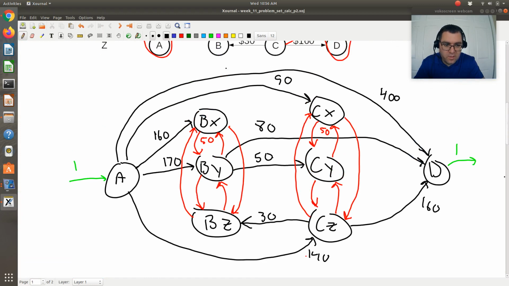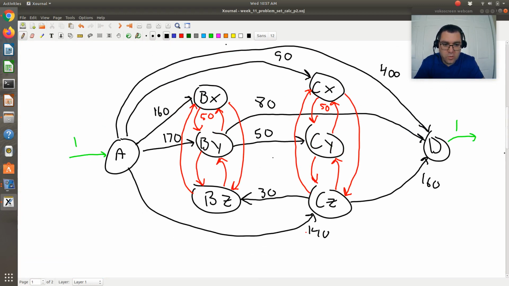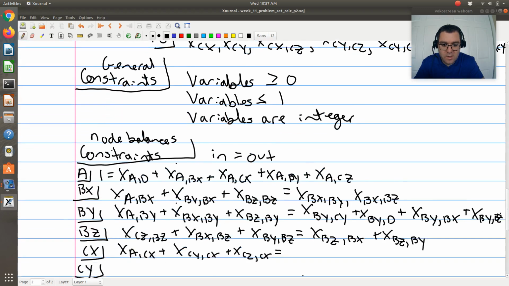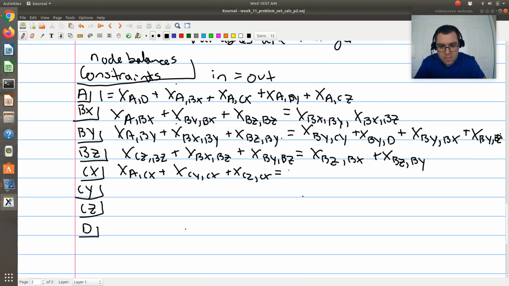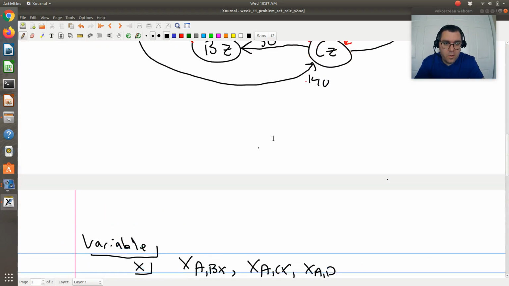Okay. Then leaving CX, there's no flights leaving CX, so it would just be transfers. And so I can transfer to CY or CZ. So I would have X, CX to CY, or CX to CZ. Okay, and that's it.